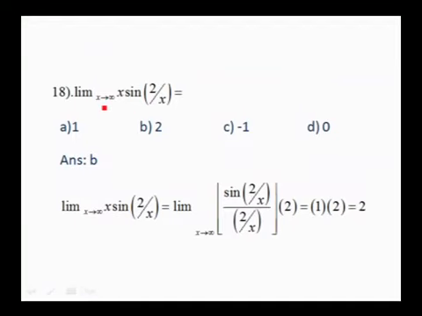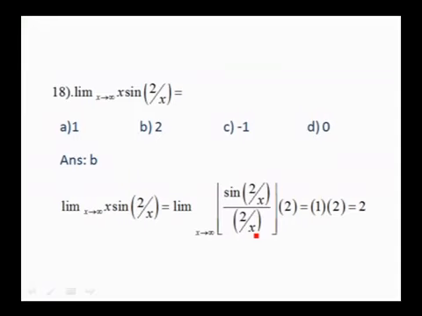Limit x tends to infinity of x sin 2/x. So here as x tends to infinity, the first becomes infinity, and 2/infinity becomes 0. 0 into infinity is an indeterminate form. So bring the x from the front to the bottom: here, 2/x sin 2/x by 2/x.